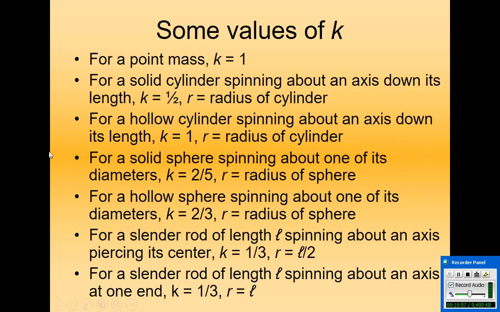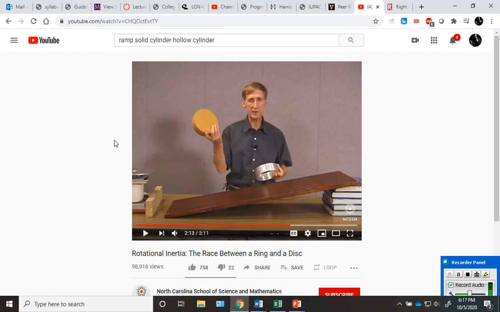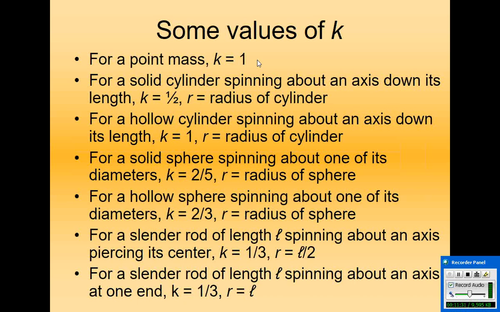Now, the different values of k. If it's a point mass, and sometimes that's going to be the case, for instance, the moon orbiting the Earth in a circular path or a nearly circular path, I can treat the moon as approximately like a point mass, and k would be 1. If it's a solid cylinder or a solid disk like we saw in the video with the wooden disk, k is 1/2. But if it is a hollow cylinder or disk like the aluminum hoop, k is 1.